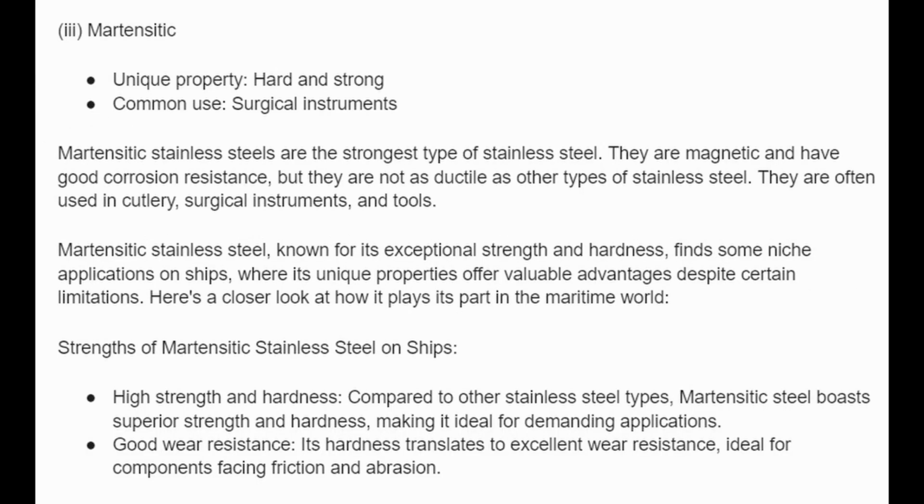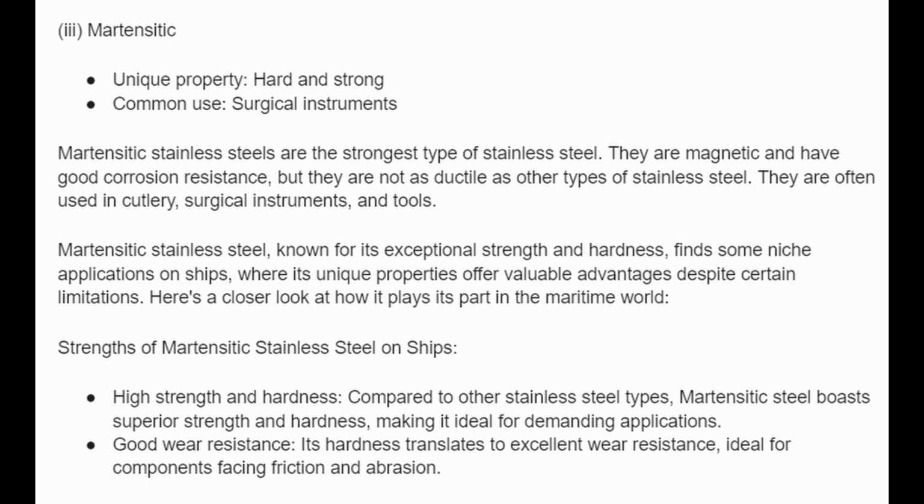3. Martensitic. Unique property: it is hard and strong. A common use is in surgical instruments. Martensitic stainless steels are the strongest type of stainless steel. They are magnetic and have good corrosion resistance, but they are not as ductile as other types of stainless steel. They are often used in cutlery, surgical instruments, and tools.